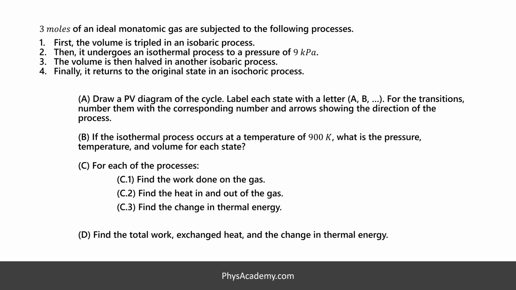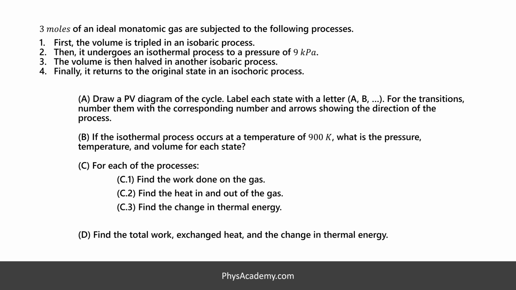In Part A, draw a PV diagram of the cycle. Label each state with a letter A, B, C, and D. For the transitions, number them with the corresponding number and arrows showing the direction of the process. In Part B, if the isothermal process occurs at a temperature of 900 kelvins, what is each state's pressure, temperature, and volume?